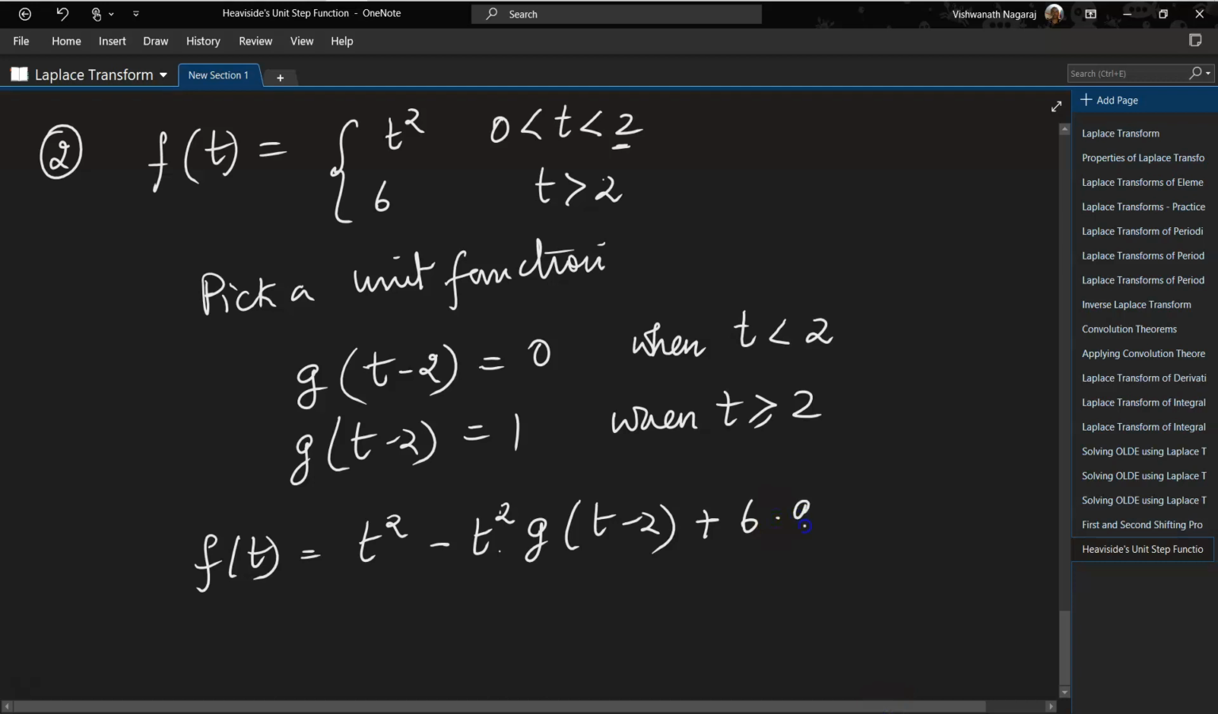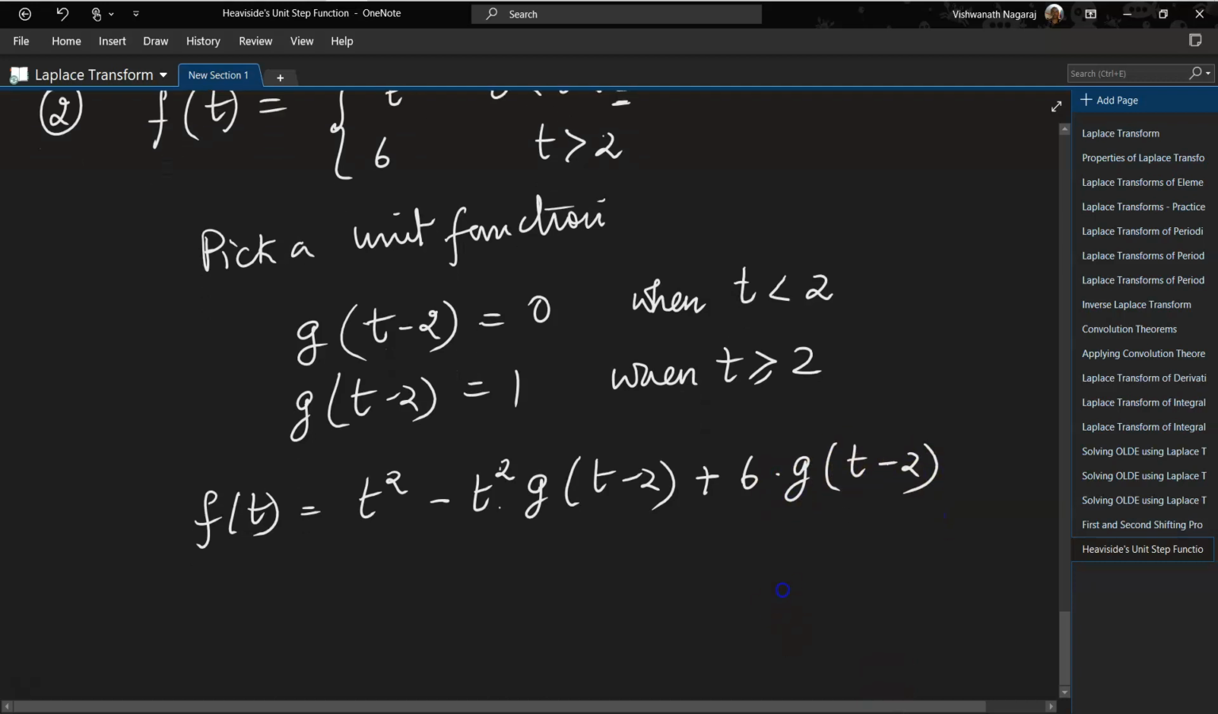So what we do is we multiply it with g(t − 2) as well. So in which case what happens? This also becomes 0 and this also becomes 0. So let me write it very quickly. When t is less than 2, g(t − 2) is equal to 0.